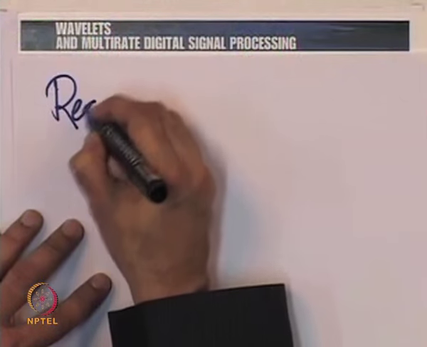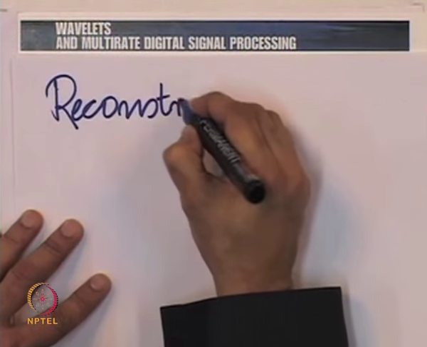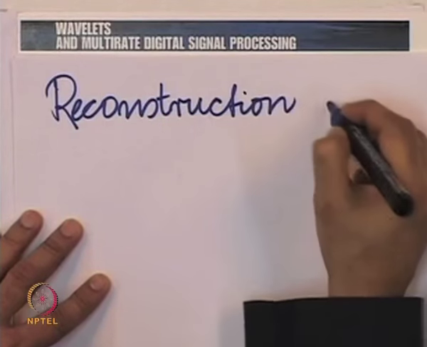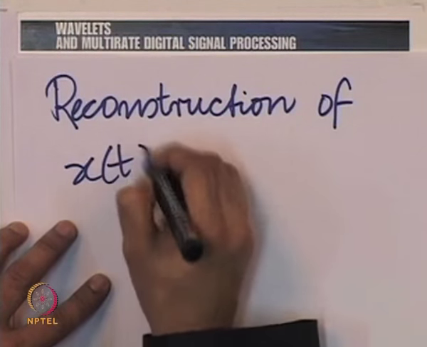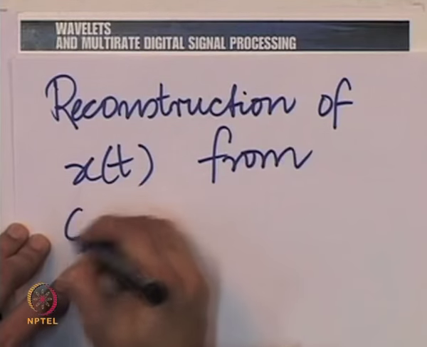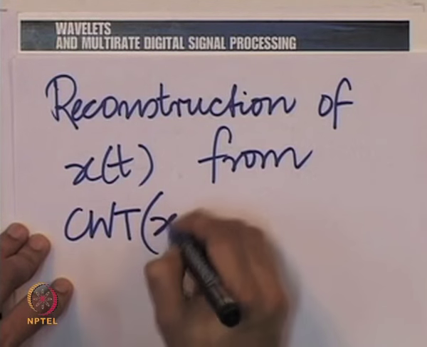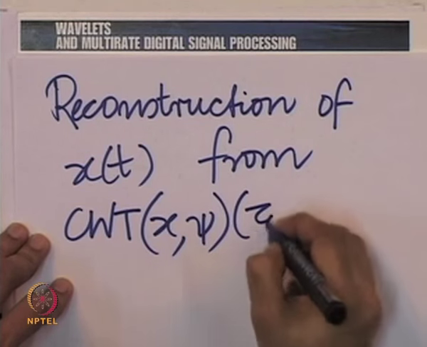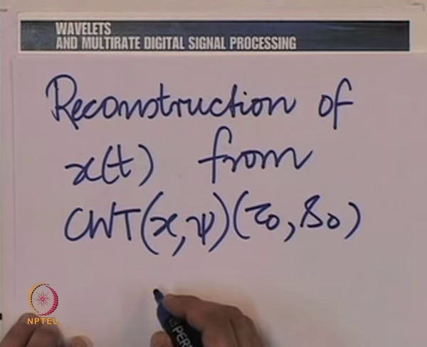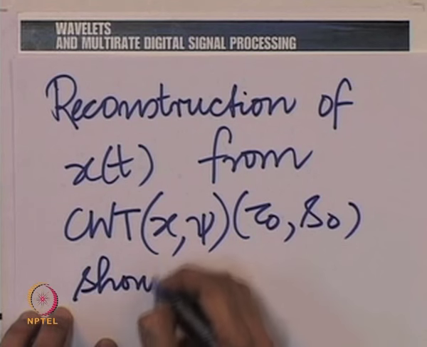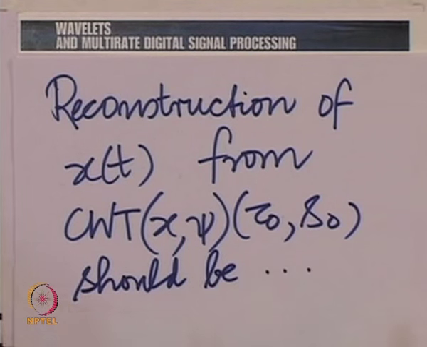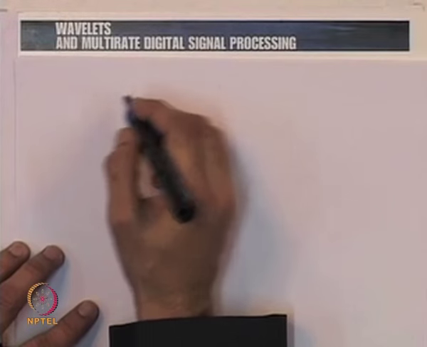So, in other words, what we are saying is that the reconstruction of x t from the CWT of x with respect to psi evaluated at tau naught and S naught should be, and we have again a triple integral, but with a difference.